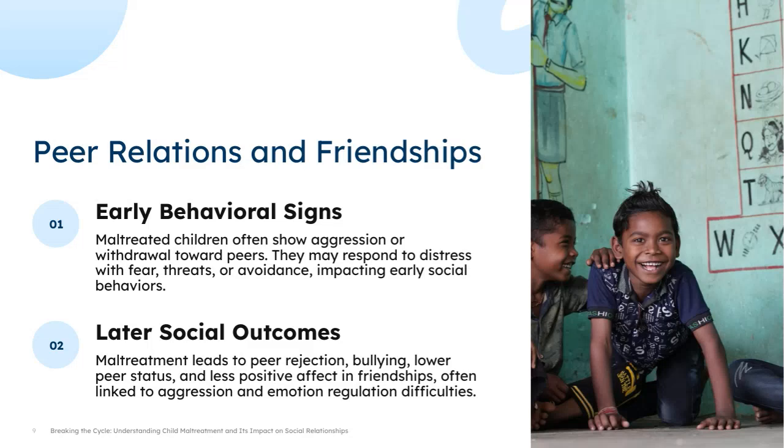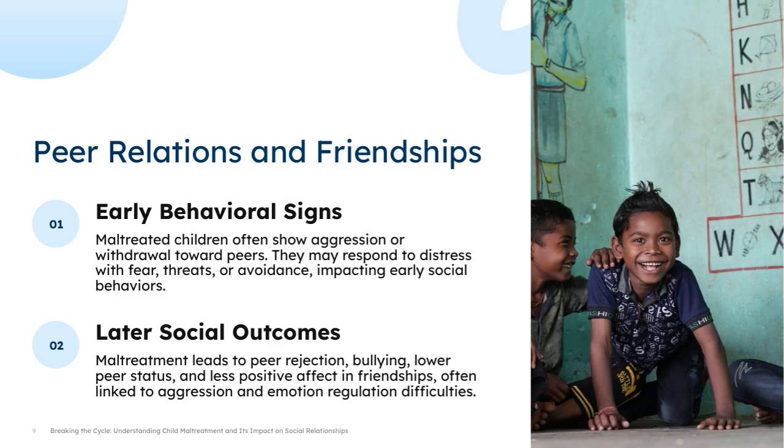Let's look at how maltreatment affects children's peer relationships and friendships over time. Early on, maltreated children often display aggression or withdrawal toward their peers. They might react to distress with fear, threats, or avoidance, which really impacts their initial social behaviors.